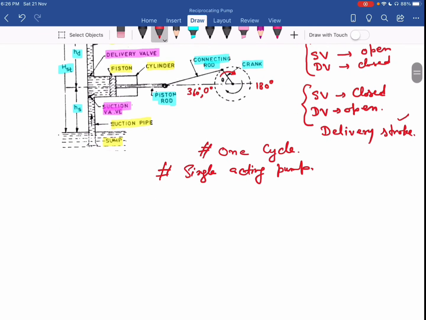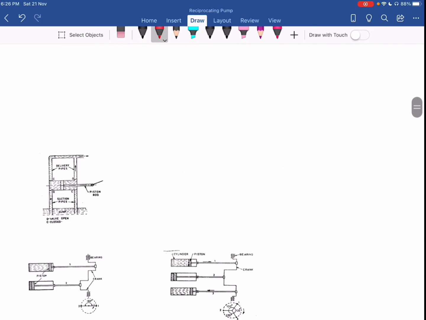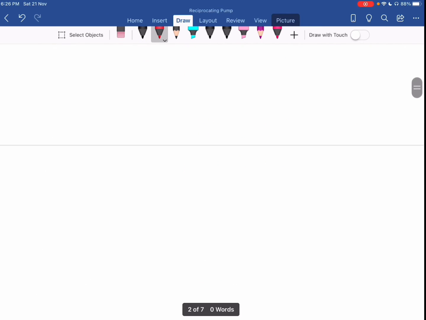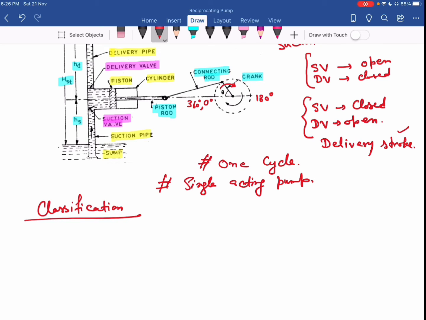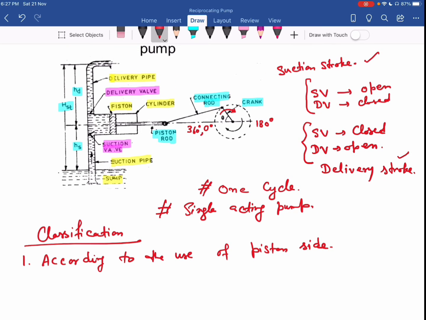The next is the classification of reciprocating pump. So for classification, the first classification is according to the use of piston side. So as you see in this diagram, we are only using the one side of the piston. Okay, so that is called single acting reciprocating pump.